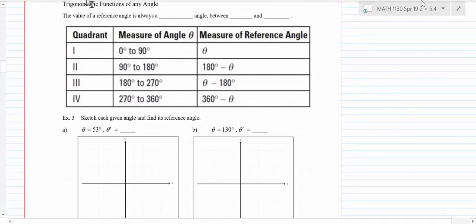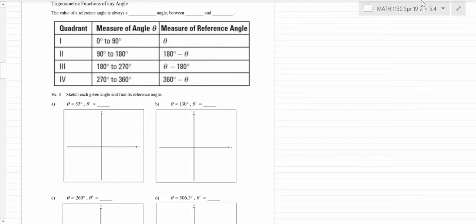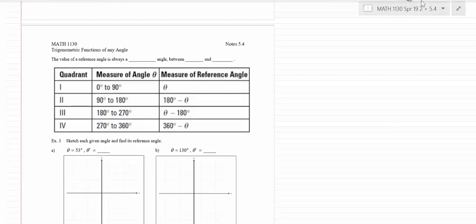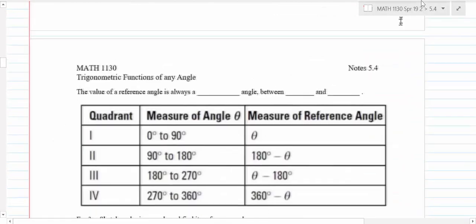Okay, so I've given you the formulas. You don't need to memorize these formulas. You just need to figure it out as you do these problems. So this shows you how to find the reference angle. There's a couple of things I want you to fill out at the top of the page here that are real important. So the value of a reference angle is always an acute angle. And an acute angle just means you're between 0 degrees and 90 degrees. So you're always going to get an angle between 0 and 90 when you find a reference angle.